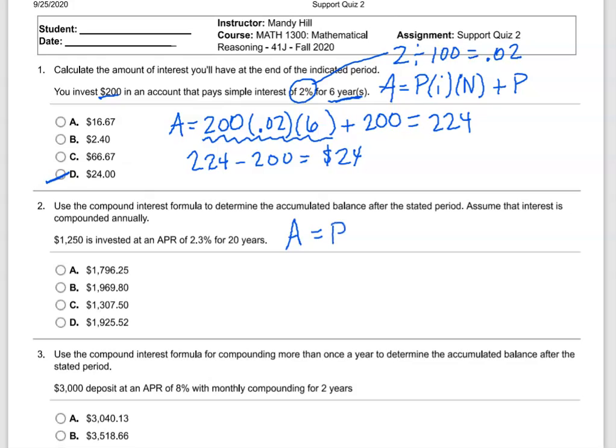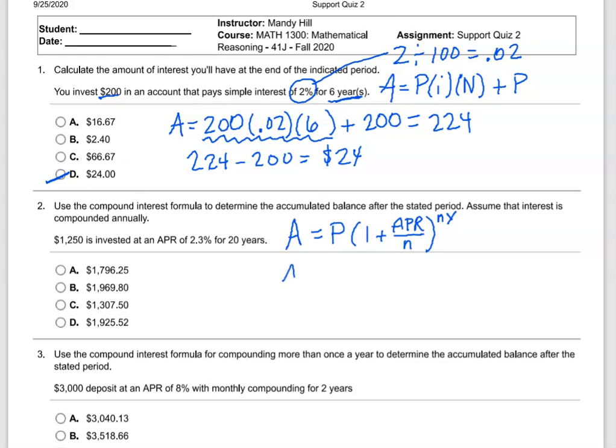We want to take our principal, which is the amount we put in the bank, and multiply that by 1 plus our APR, which is just a fancy way of saying interest rate, over the number of times it happens per year. That's what that little n is, the number of times it happens per year. And then all raised to this power of n times y. N is the number of times it happens per year, and y is the number of years, right?